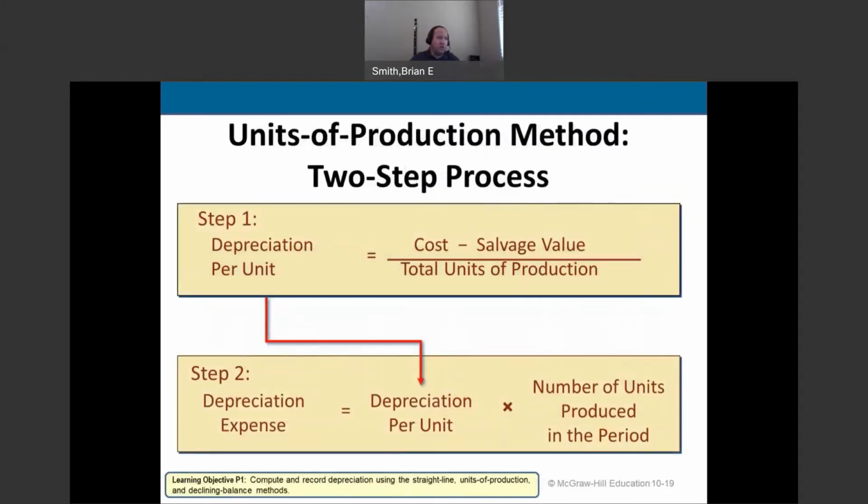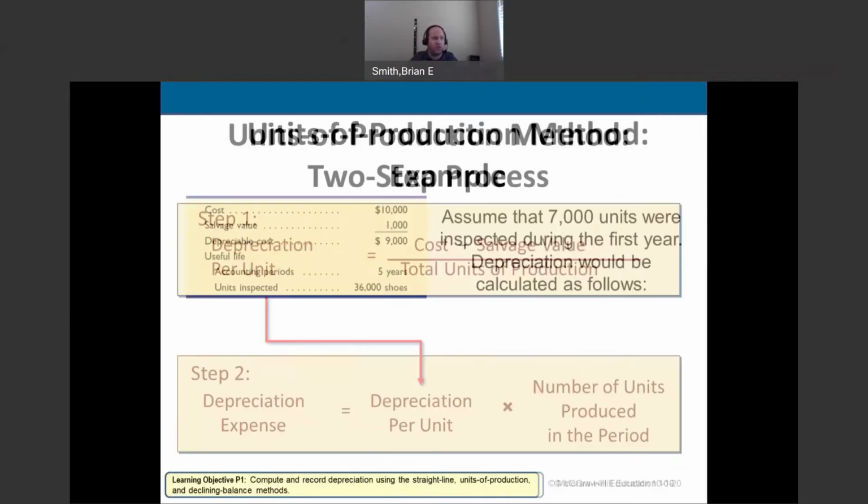All right, the units of production method takes 2 steps. First of all, we take our cost minus salvage value divided by the total units of production, and that gives us a depreciation per unit. Then we take our depreciation per unit and multiply it by the number of units we produced in the accounting period, and that is the depreciation expense for that period.